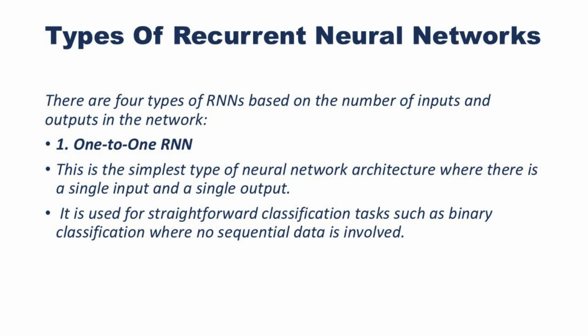Types of recurrent neural networks. RNNs can be divided into different types based on inputs and outputs. One-to-one RNN. One-to-one RNN is the simplest type. It has one input and one output. This type is used for simple classification tasks. For example, binary classification problems.